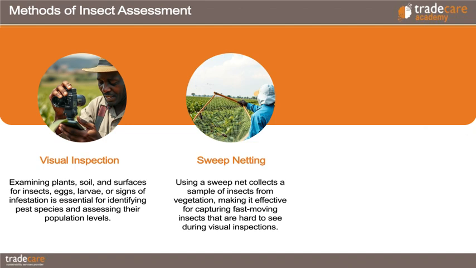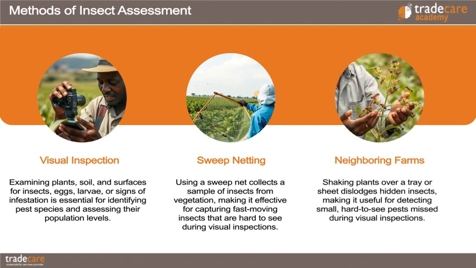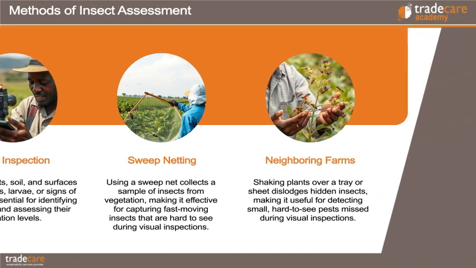Lastly, shaking insects off plants. Gently shaking plants over a collecting surface, such as a tray or sheet, can dislodge and capture insects that may be hidden or resting on the foliage. This technique is especially useful for identifying small, cryptic insects that might be missed during visual inspections.